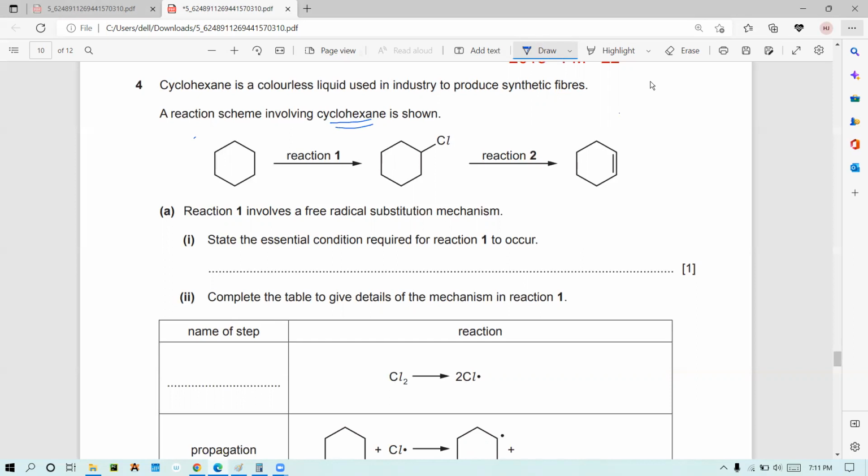See, in reaction 1, we can see 1 chlorine getting added into this. In reaction 2, there's a double bond. One thing you must realize is this. In this cyclohexane, each corner in the hexagon shows a carbon. Each corner is connected to 2 hydrogen atoms like this. It's an alkane molecule. It's a cyclic alkane.